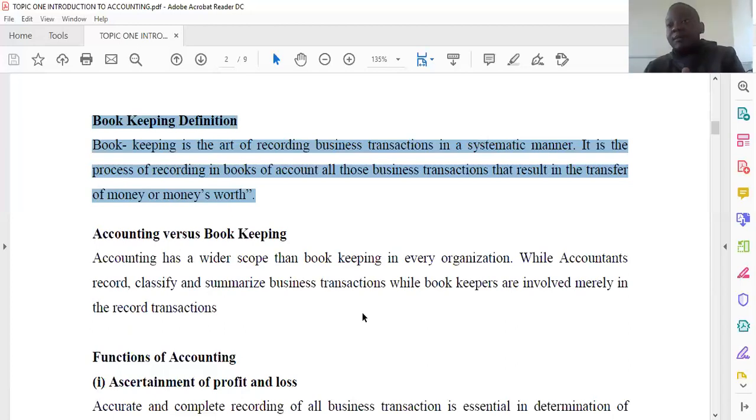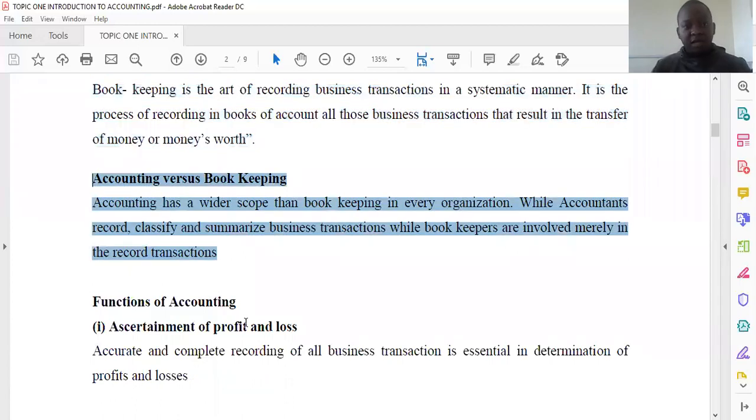So bookkeeping is for the clerks, accounting is for the persons at the senior level, whose job is to do all those activities in accounting: recording, classifying, summarizing, and reporting. Whereas at the bottom, we have the accounts clerks, whose job is merely to record transactions in the books of accounts. So here we have accounting versus bookkeeping. Accounting has a wider scope than bookkeeping in every organization. While accountants record, classify, and summarize business transactions, bookkeepers are merely involved in recording. Kazi yao ni data entry. The person who keys that data into the system or in the books of accounts.